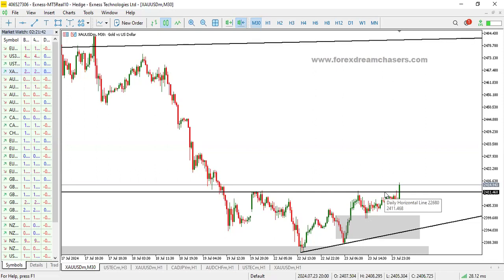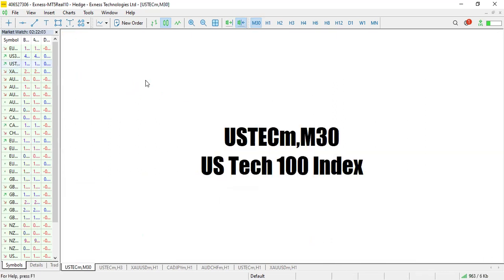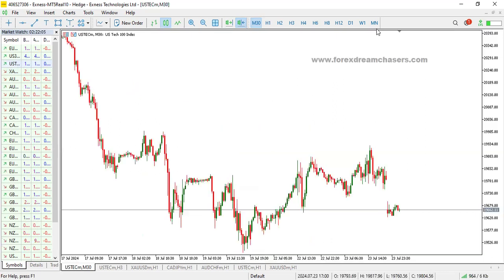All right. Let's check another one. Not sure which one to check. We did New Zealand versus the Canadian dollar. Now we have gold. I don't know which one to check. Let's check NZDCAD. And then we take a few pairs.